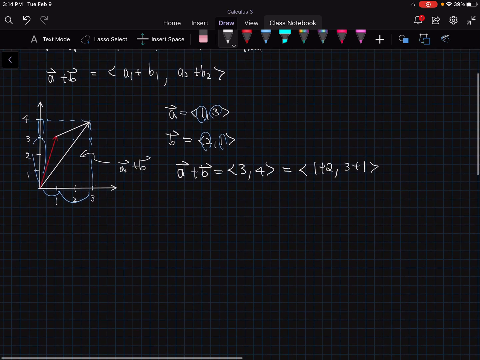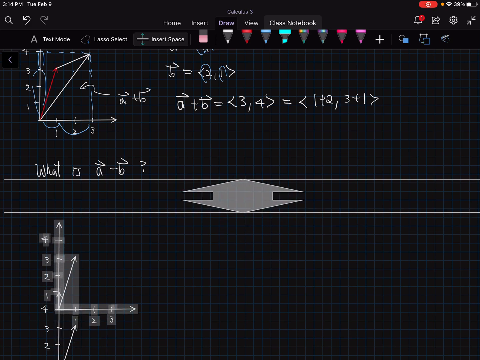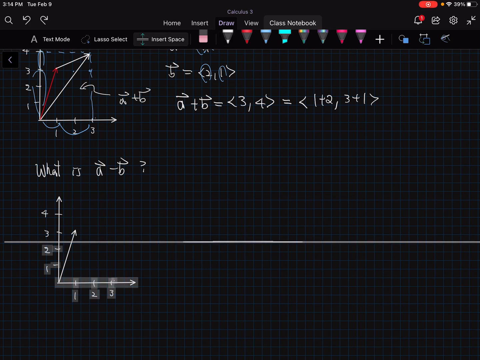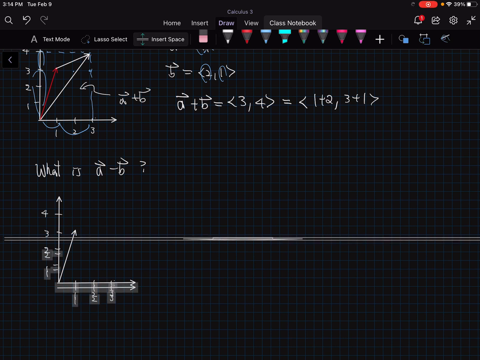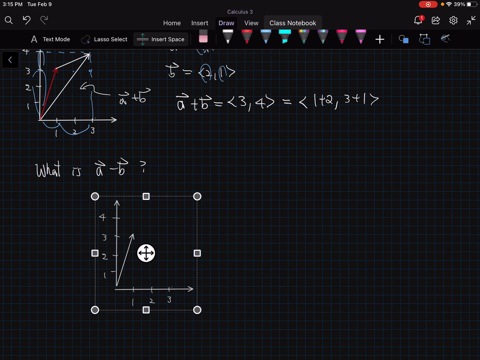But what is A minus B then? Let's take a look. We use the same two vectors. Let's just go up a little bit, then down just a little. We look at this vector right there, and maybe I want to move it to the right just a little so I can see better. All right, so A minus B.